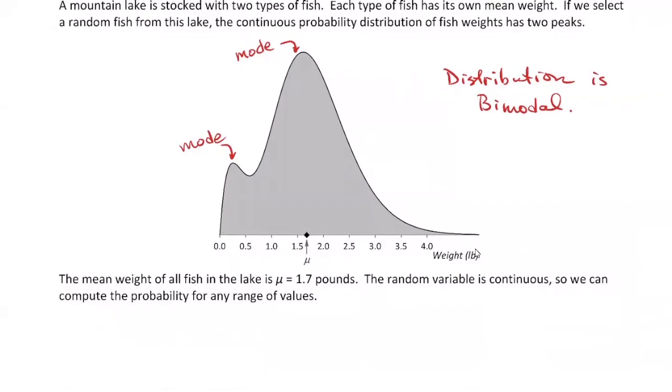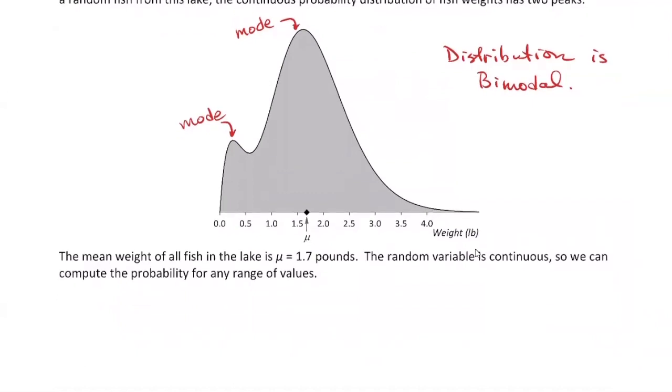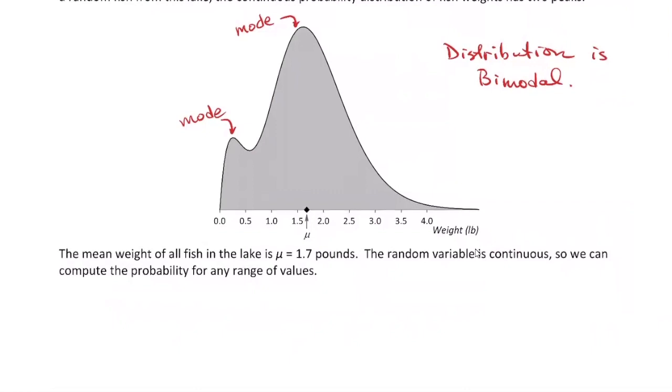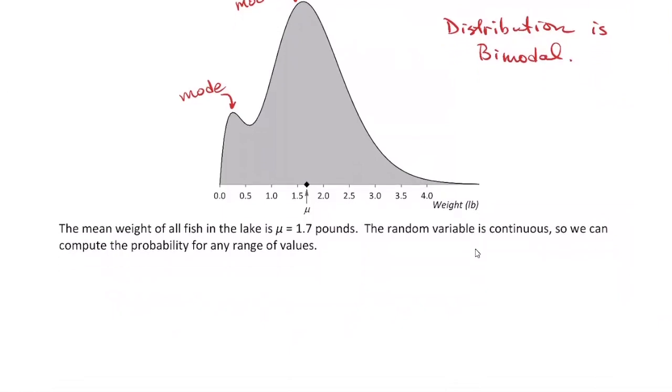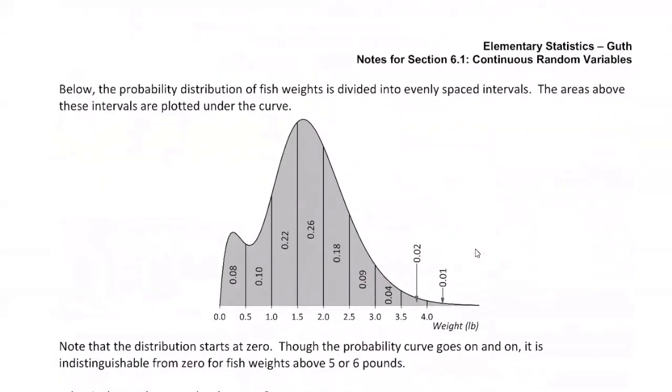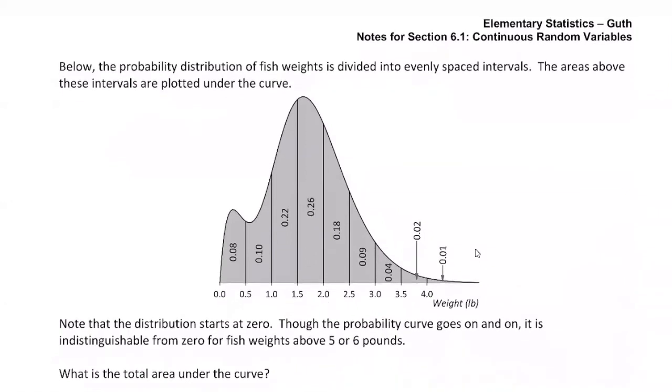Okay, now it says the mean of the weights of the fish is 1.7 pounds. So these are weights on this distribution. Random variable is continuous. That's a weight. You can't count that. So it's continuous. So we can compute the probability for any range of values. Any range, but what I did was I sliced it up. And in calculus, I actually figured out the equation for that curve just by working hard and dreaming up an equation. And once I had the equation, I need to make sure that the total area is 1. So you just divide the equation by its area, and then you end up with this probability curve.